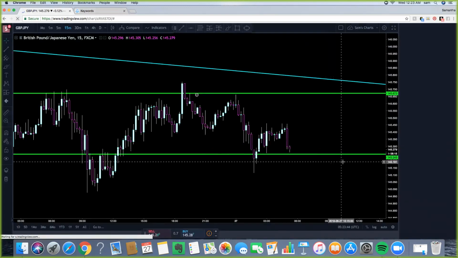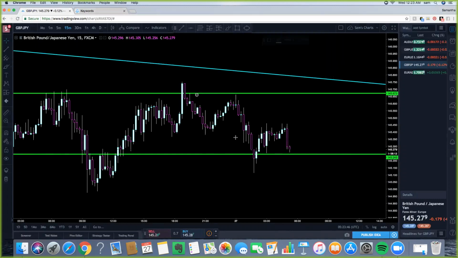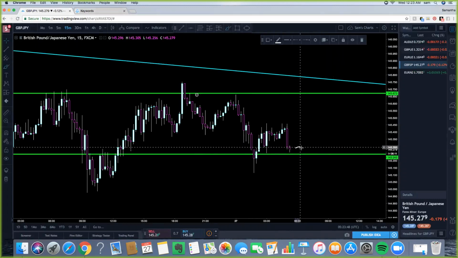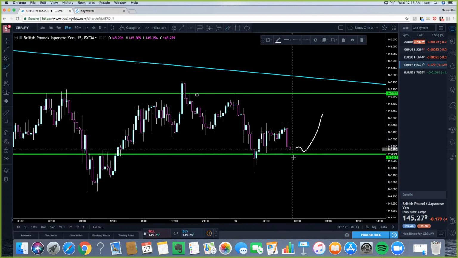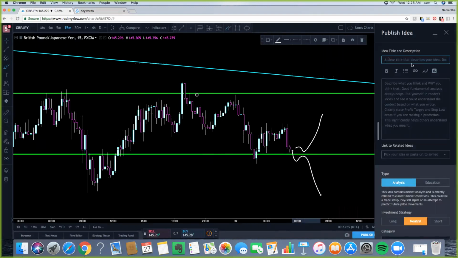The idea behind it is that you can draw whatever you want on here and then be able to publish it with notes. Here we go. It worked this time. So this is how I keep my trading journal, guys.